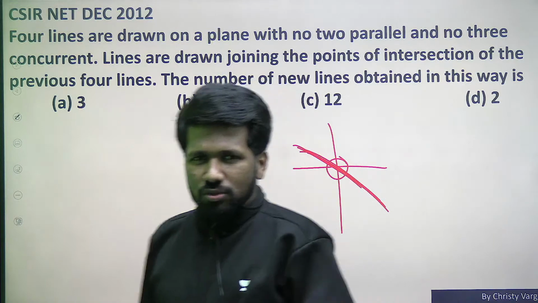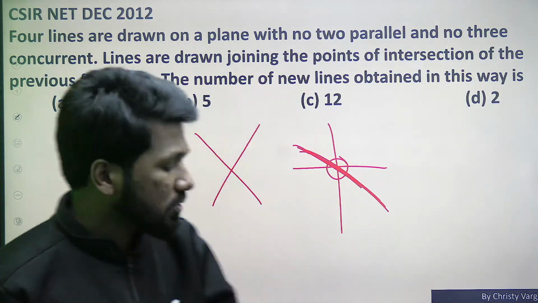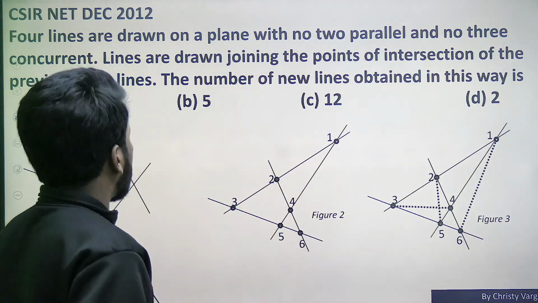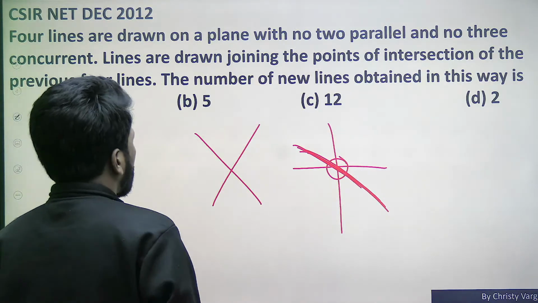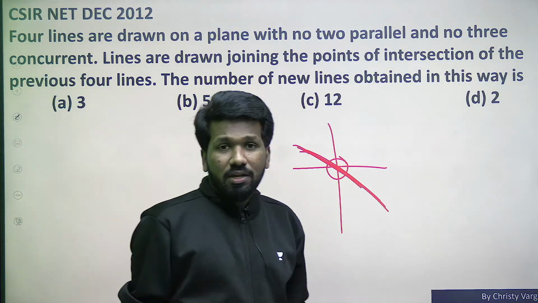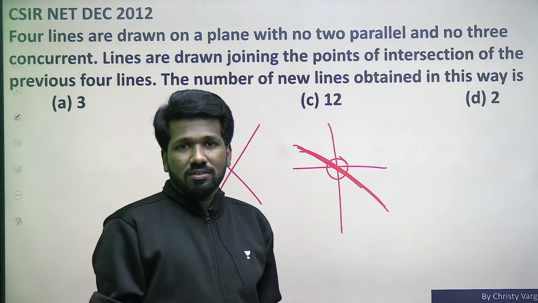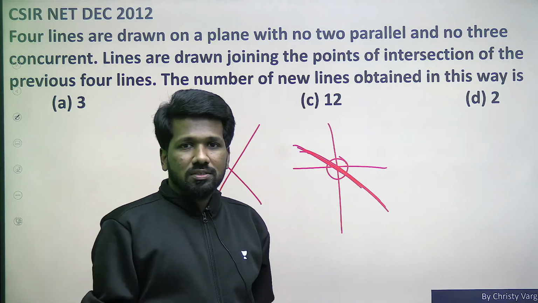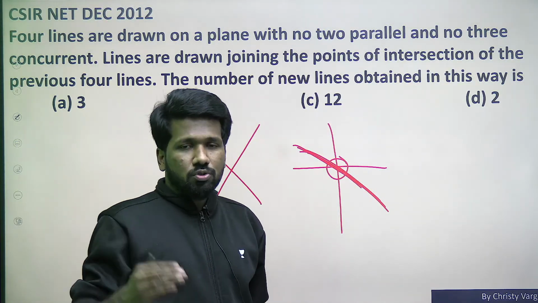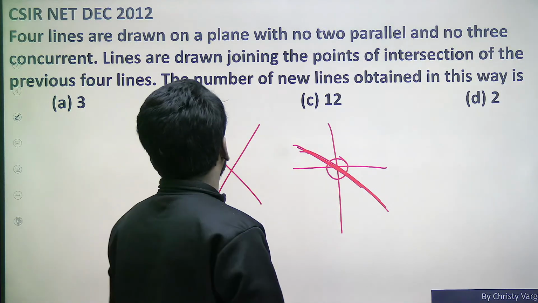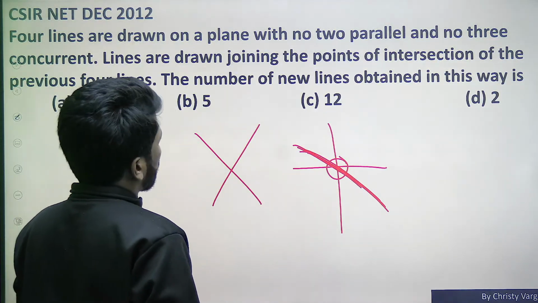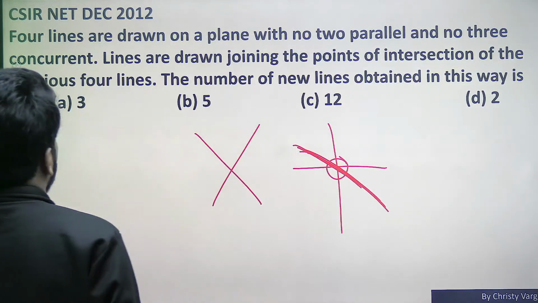Again, these are just school math only. You have learned in school days only the definition of concurrency. But in these 4 lines, no lines should be concurrent. I mean no 3 lines. That means 3 or 4 lines should not meet at the same point. That is the situation. Lines are drawn joining the points of intersection of the previous 4 lines.